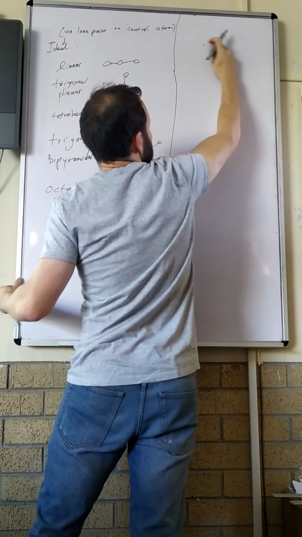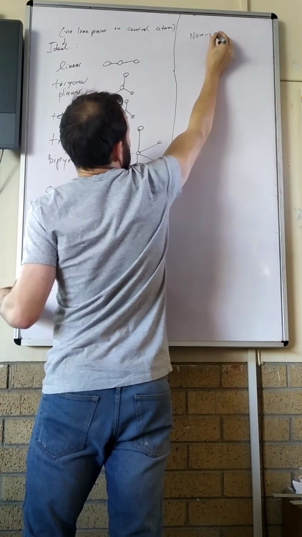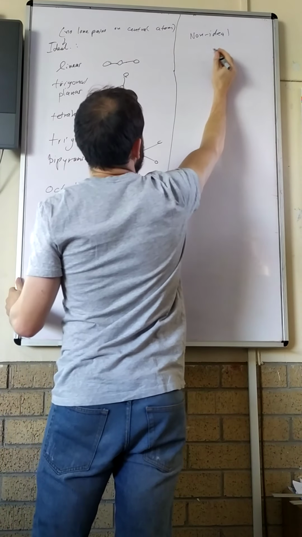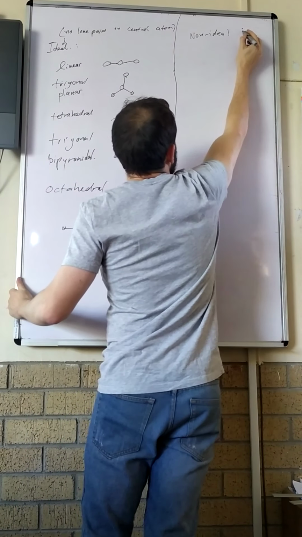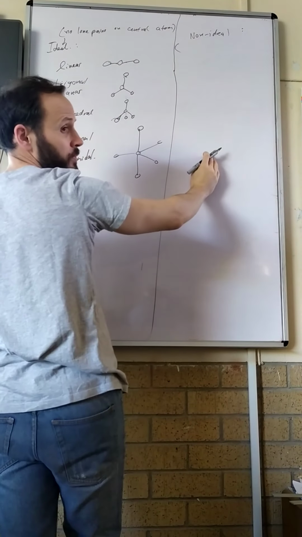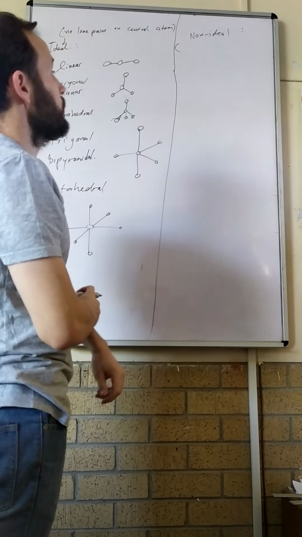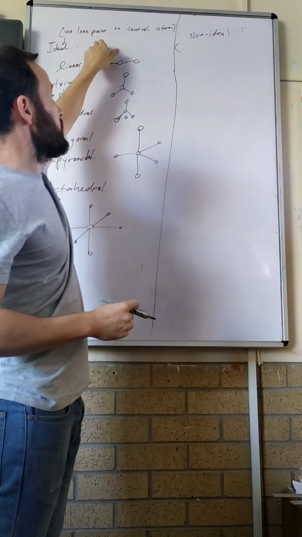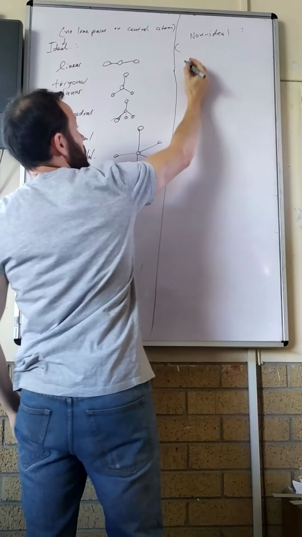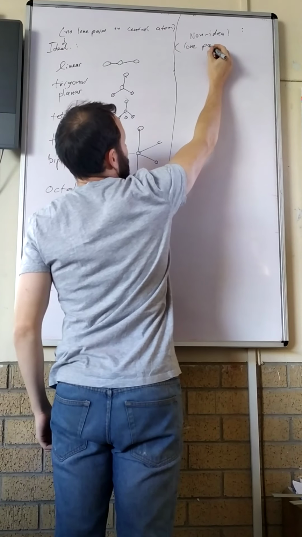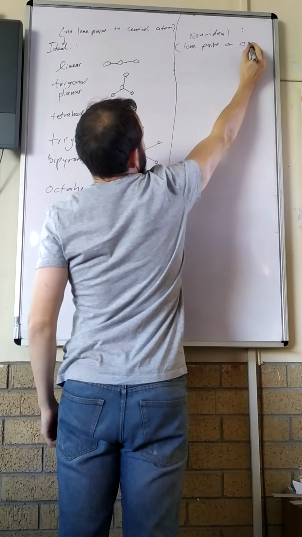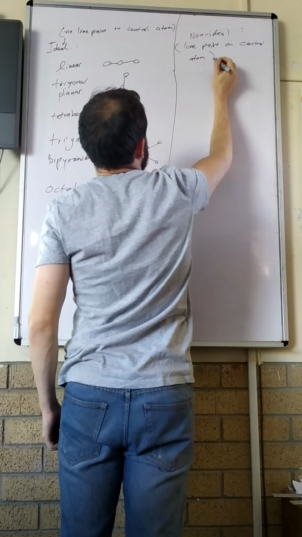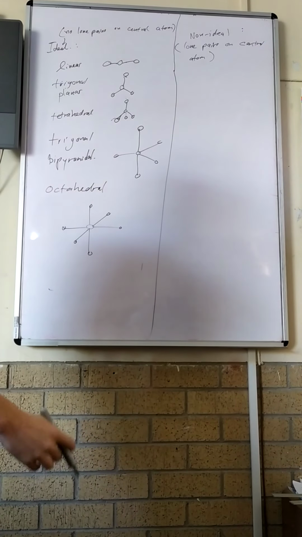Now over here we need the non-ideal shapes. There's no proper word for this. It's not a real word, but you know, the shapes that are not ideal. What makes them non-ideal? You see these are the ideal shapes because they have no lone pairs. They're non-ideal because they do have lone pairs. So these are the ones that have lone pairs on a central atom.